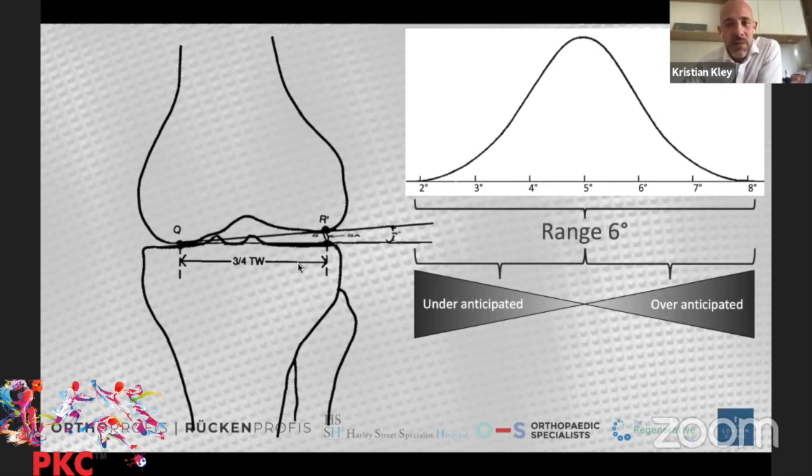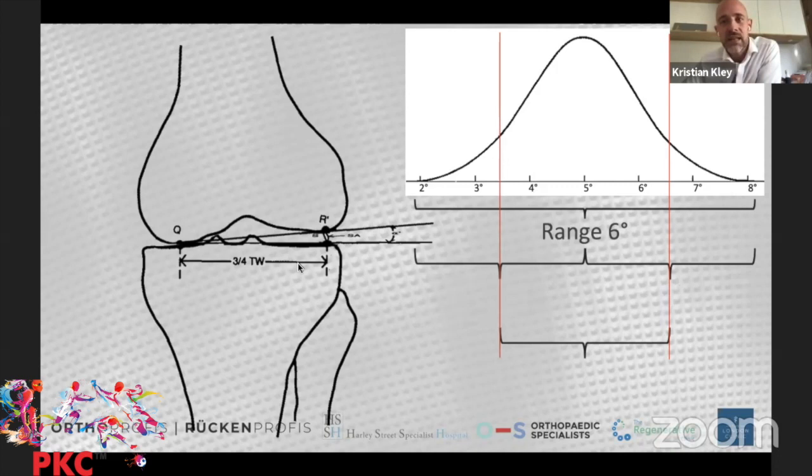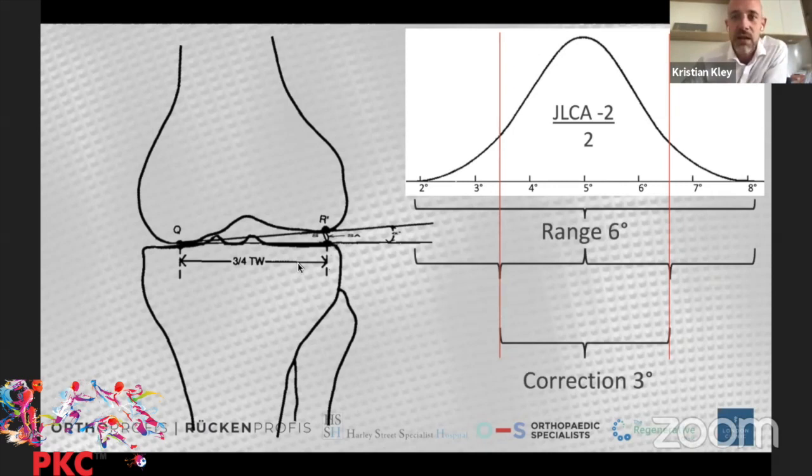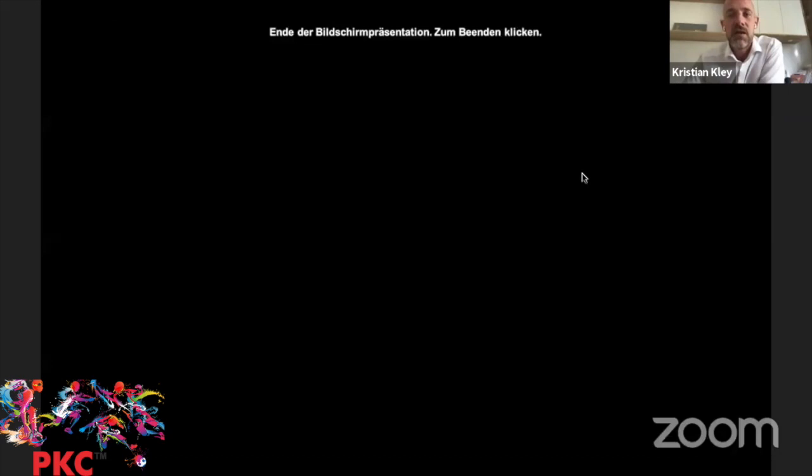And this is 3 from 2 and 3 from 8. So the range is somewhere in the middle, identifying your standard deviation. Of course, you can easily see that the value is 3, but you can also calculate it just by looking at the joint line convergence angle that you're measuring. If you measure 8 and you say I may come to 2, then you can define the range because 2 is a fixed figure. It's the normal value. So you define the range by subtracting 2 from your measured joint line convergence angle, in this case 8 minus 2. To find the middle of it, the peak of the bell curve, you just divide it by 2. So it's JLCA minus 2 divided by 2. And that brings you to 3 degrees of consideration of correction.